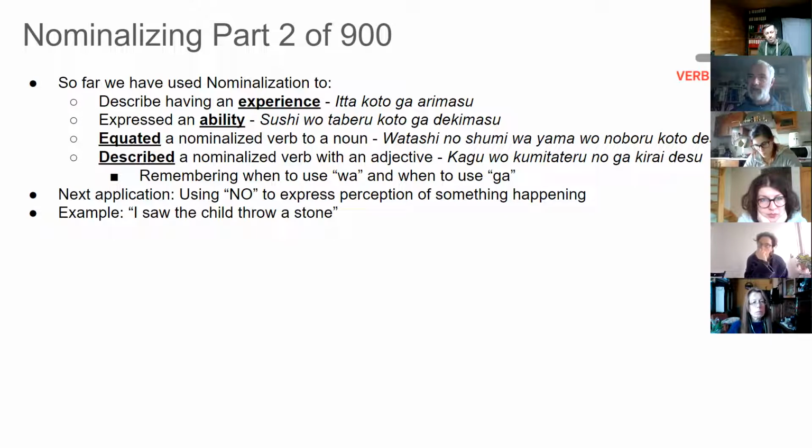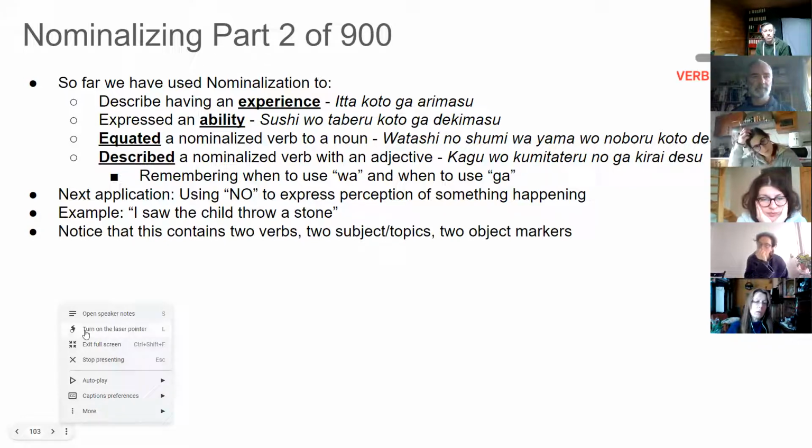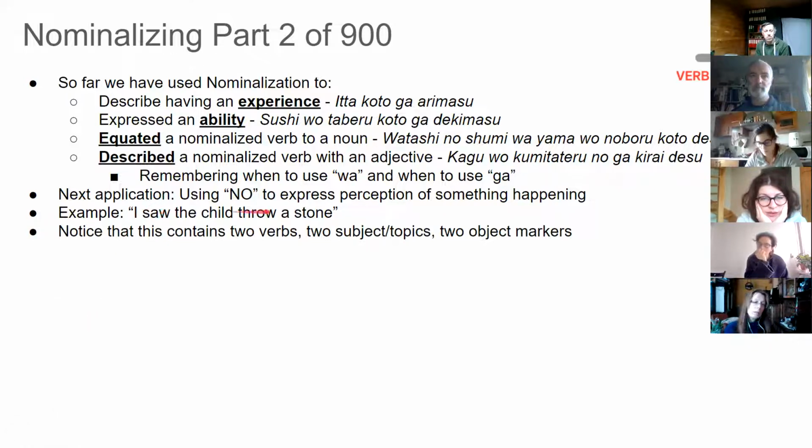Now this is quite a complex sentence because it contains 2 verbs, saw and throwing, 2 subjects, I and the child, and 2 object markers, o for miru and o nageru, to throw. So there's already some complexity here. We need to make sure that we do this correctly.